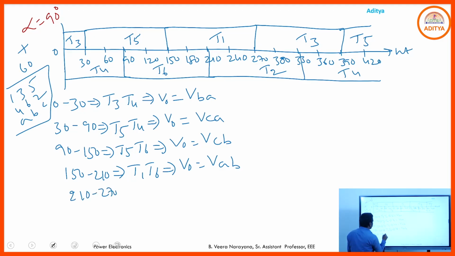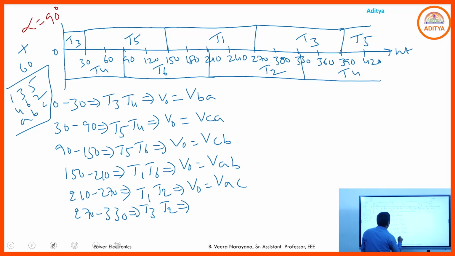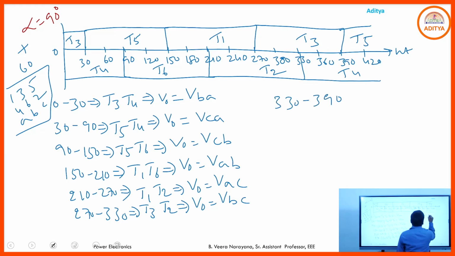210 to 270, T1, T2. V0 is equal to VAC. 270 to 330, T3, T2, VBC. 330 to 390, T3, T4. T3, T4 na? 3-4, VBA.